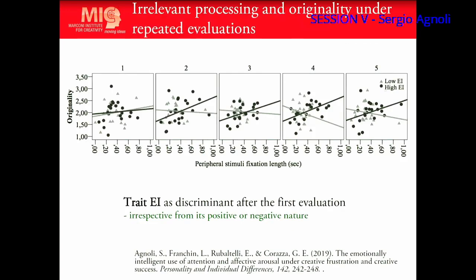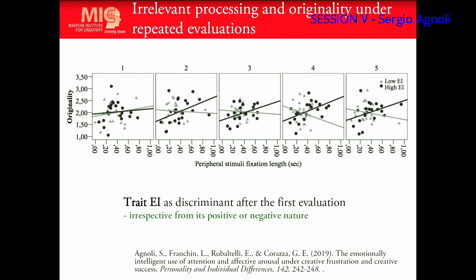Okay, what emerged in relation to irrelevance processing? It emerged that during the first block, there were no differences between different levels of emotional intelligence. In black, you can see the high trait emotional intelligence participants, and in gray, the low trait EI participants. During the first block, they didn't yet receive the feedback. Okay? After the first feedback, something happened. What emerged is a differentiation between high trait EI and low trait EI participants in the use of irrelevant information. High trait EI participants let this information enter into the process, and this processing leads to higher originality scores. And the contrary for low trait EI participants.